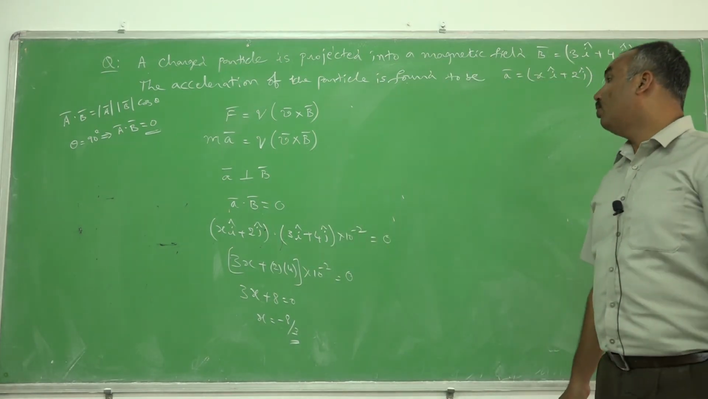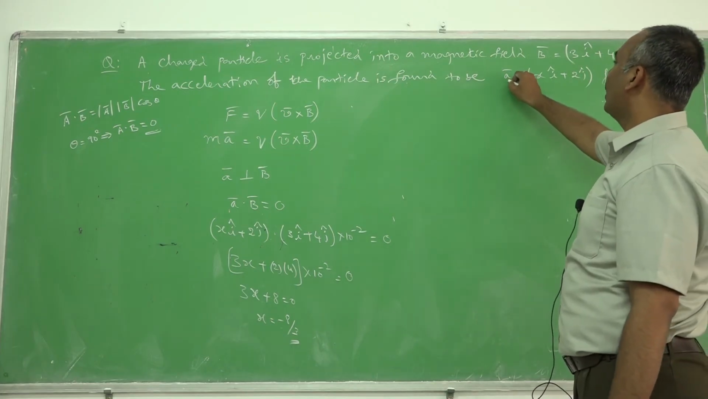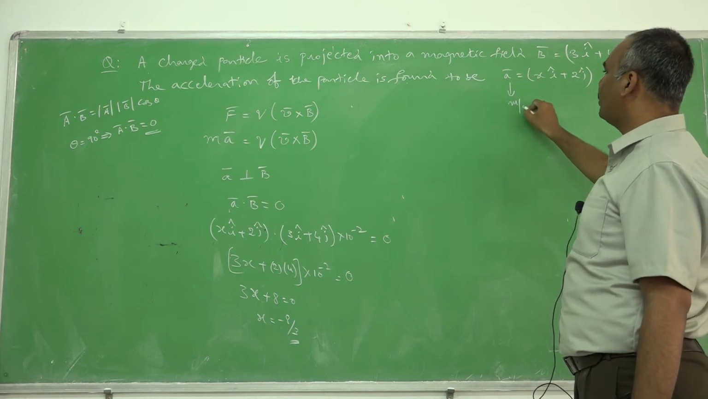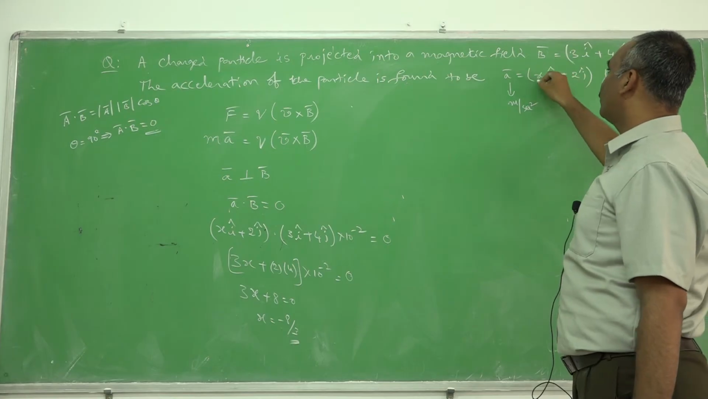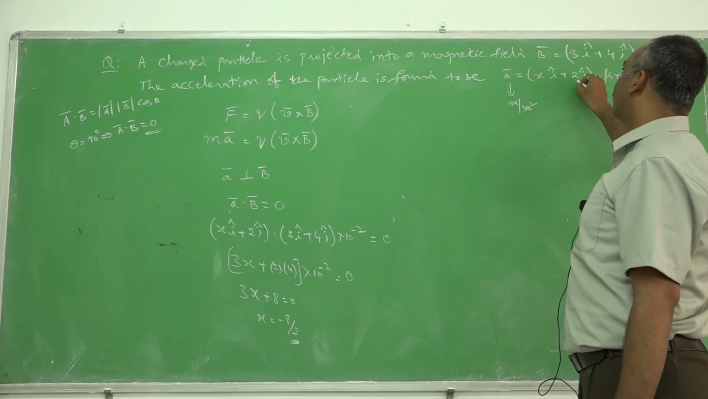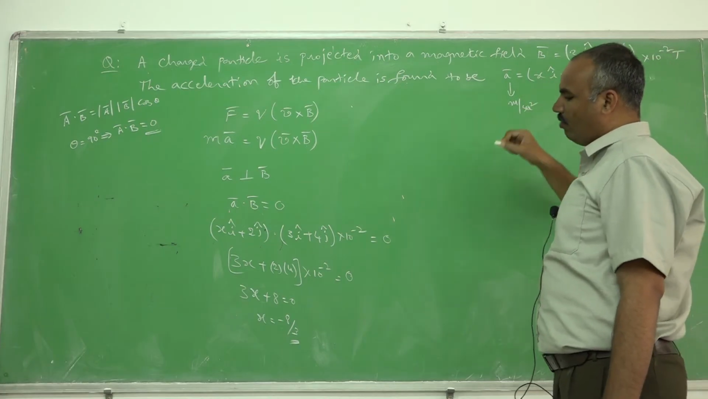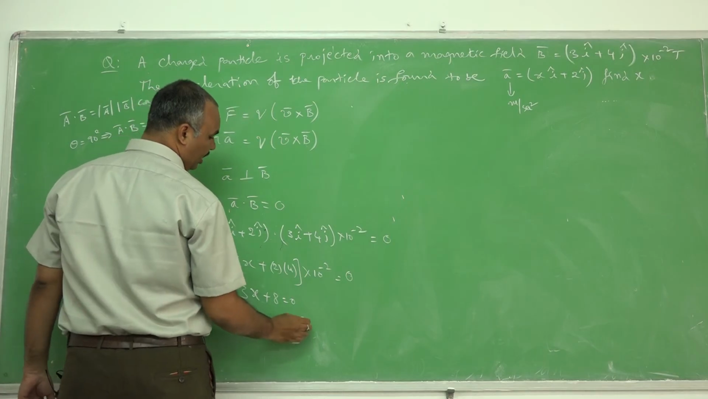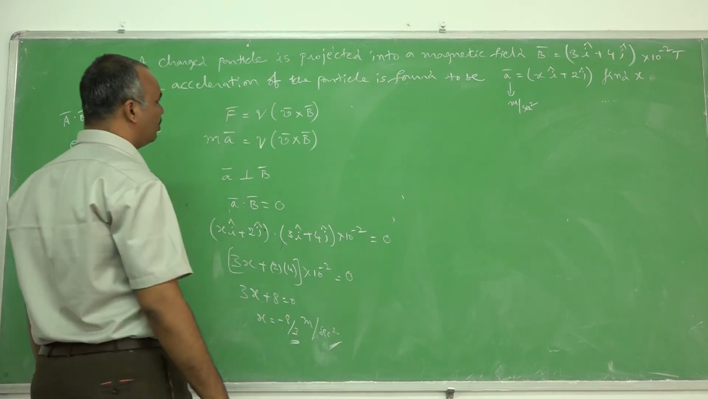What are the units of x? Actually, a bar is acceleration. Units of acceleration are meter per second square. So in x direction, the value of acceleration is x. In y direction, the value of acceleration is 2. So the value of x is minus 8 by 3. What we find here is the acceleration. Acceleration means meter per second square are the units.